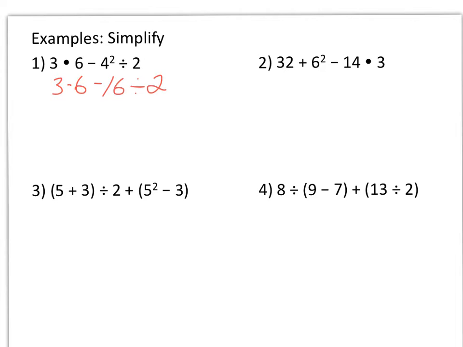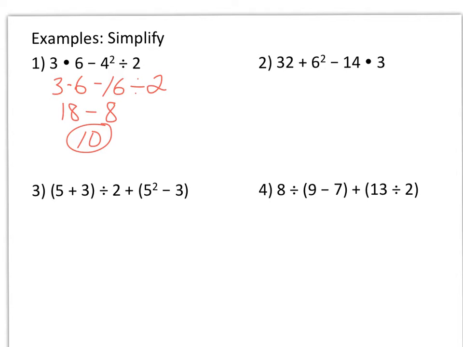Now we have multiplication and division in the next step. So we can just go left to right. We have 3 times 6 is 18, minus 16 divided by 2 is 8. And then 18 minus 8 is 10. So our simplified answer is 10.